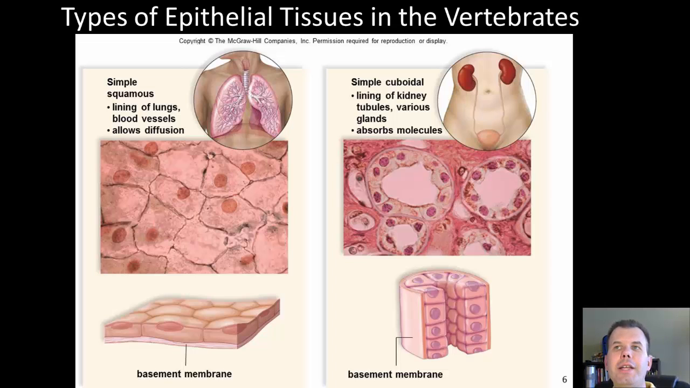Okay. The second type is the simple cuboidal. And again, these look like cube cells. So you see they look like little ice cubes here. And again, they're one layer, so they're simple. And so we find these typically in the kidney, in the tubules, and various glands. That's typically where we see them. And again, one cell thick, and these form little cubes all the way around. And again, we see these in areas where we only want one cell.